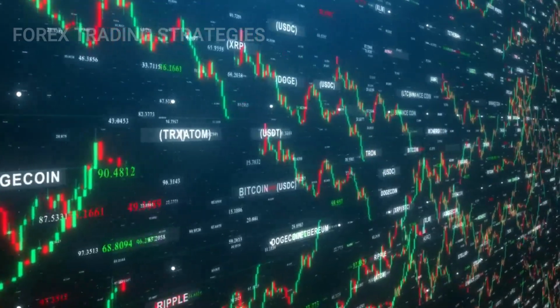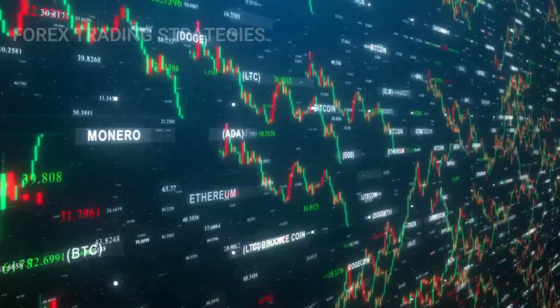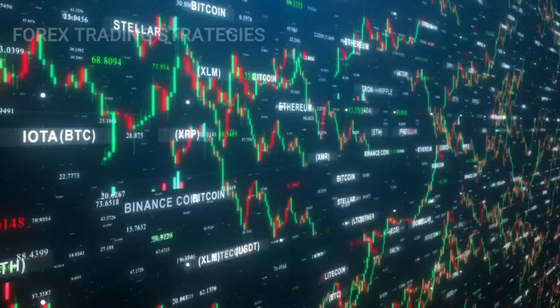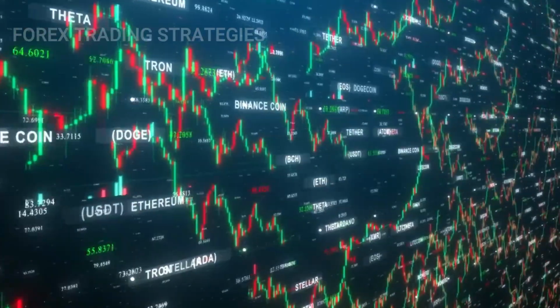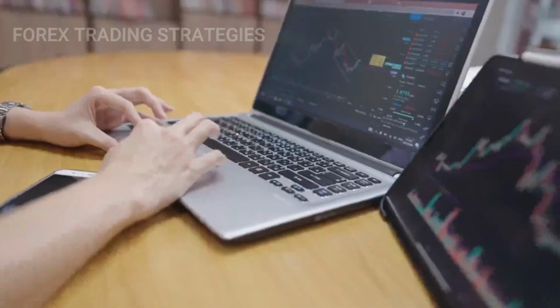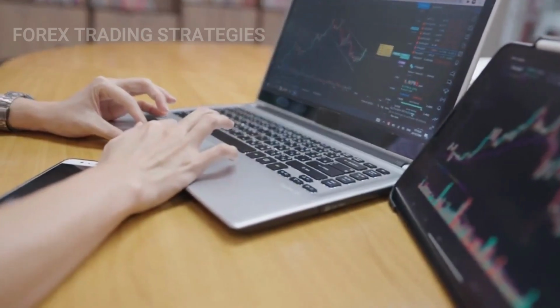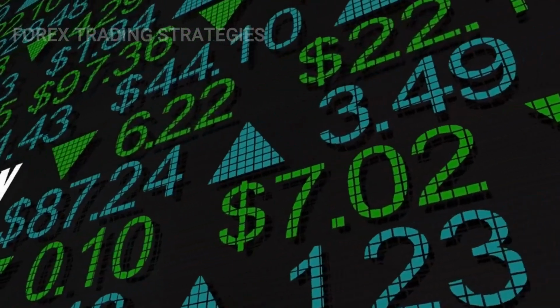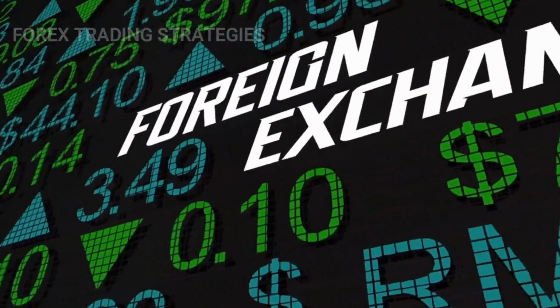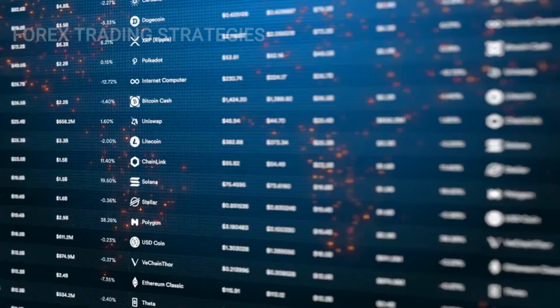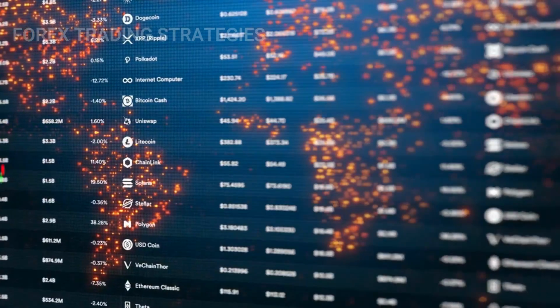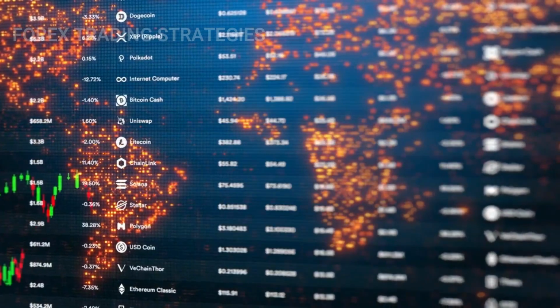Before we dive into choosing a currency pair, let's first identify the different trading sessions: the Asian session, London session, and New York session. Each session has its own characteristics and pairs that are more volatile during that time. The foreign exchange market operates in different sessions throughout the day. Understanding these sessions is crucial for selecting currency pairs to trade.